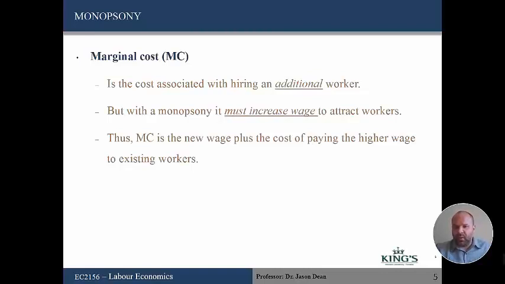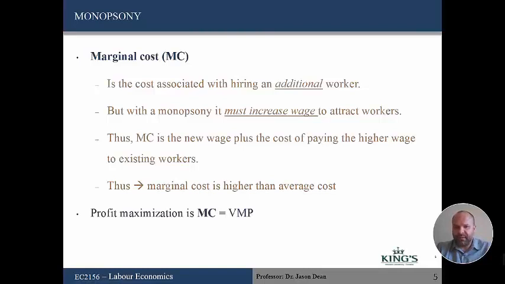Okay, there can only be one wage, so if you want to hire more workers and you need to increase the wage, the cost to the firm is not only the cost of paying that additional worker, but they have to pay all of the workers they've hired up to that point, or existing workers, the difference in the wage and how much it had to increase. So in that case, the marginal cost is always going to be higher than the average cost, or it's going to go above the supply curve.